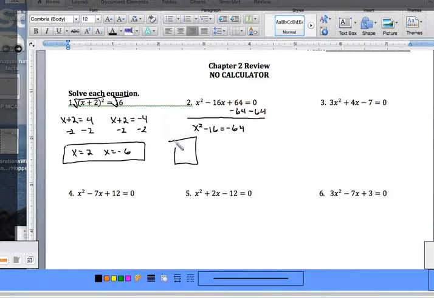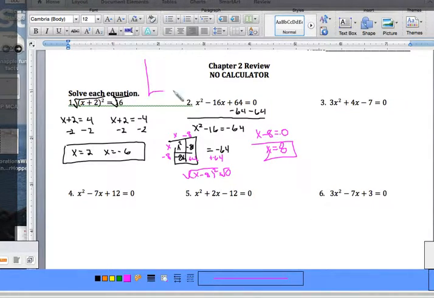So if we were to complete the square, we'd have x squared, negative 8x, negative 8x equals negative 64. So our outside dimensions, we have x minus 8, x minus 8, so we have to add 64 to each side. So now we have x minus 8 squared equals 0. Square root each side, so we just have x minus 8 equals 0, so x equals 8.